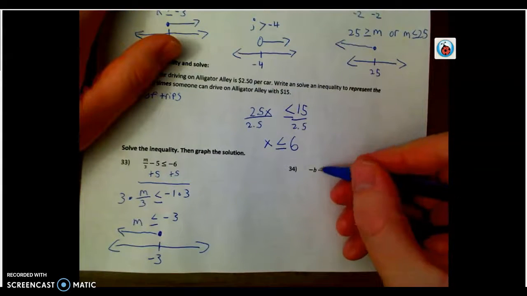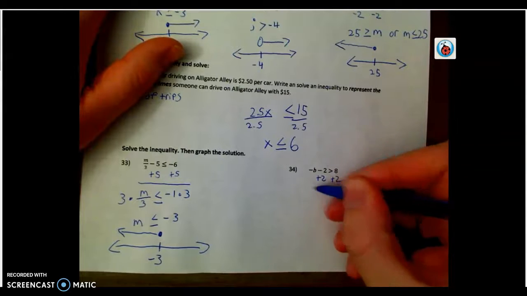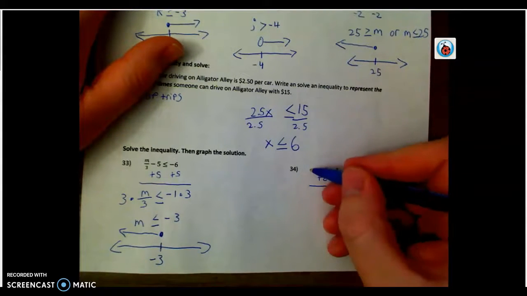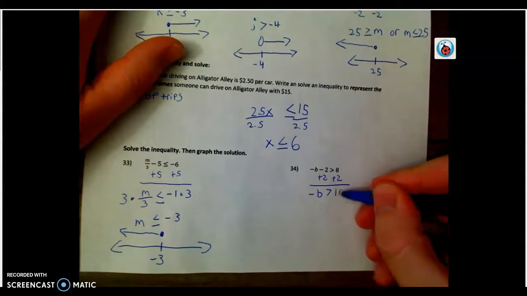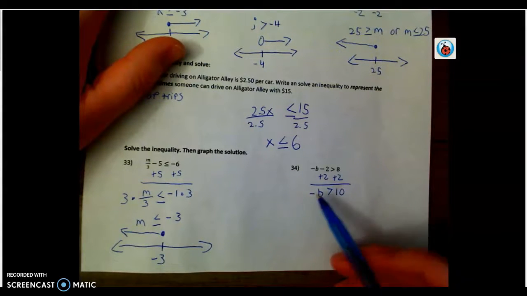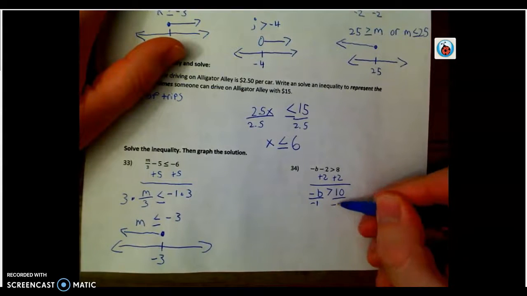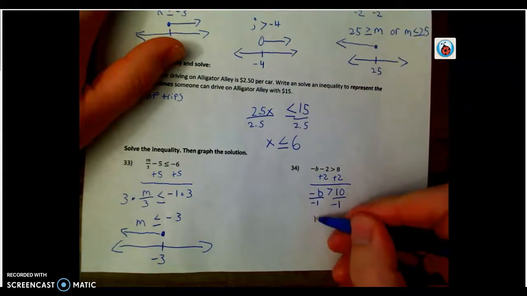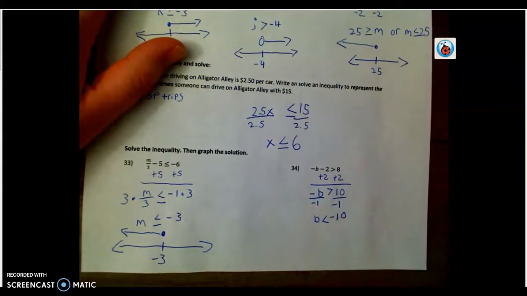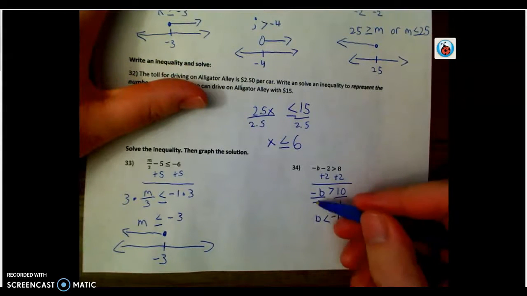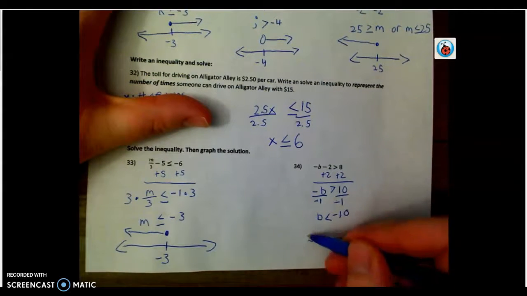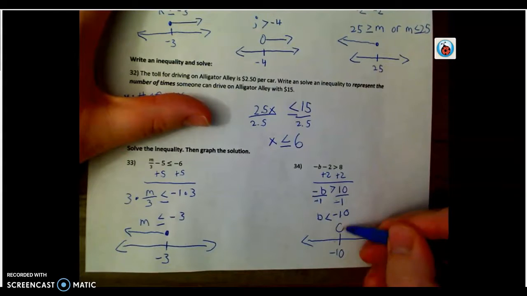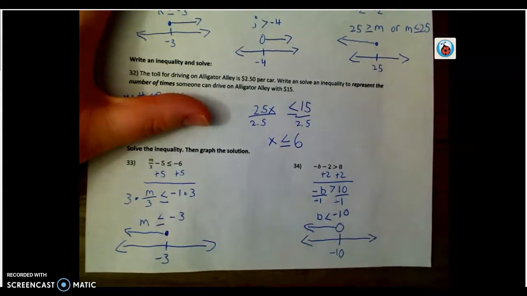Number 34, I need to start by undoing the minus 2 by adding 2 to both sides. This minus sign in front of the b stays with the b, so it's negative b is greater than 10. Can't have a negative b, so to get rid of it, we divide by negative 1. And it'll leave me with b is less than negative 10. Divided by negative 1, so that is why I flipped the sign from greater than to less than. And then you can draw your number line, boundary point at negative 10, open circle, to the left.